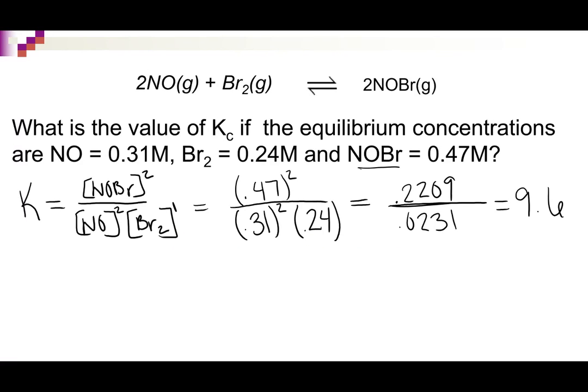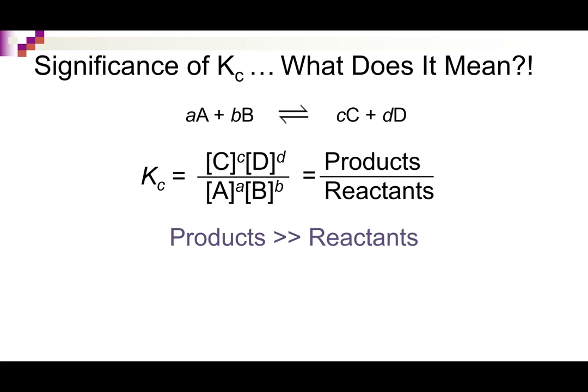All right, so now that we know how to calculate for K, let's take a look at what in the world this K value tells us. So what does 9.6 even mean? Remember, K tells us how far a reaction is proceeding. Is it reactants favored, not much of it reacted? Is it products favored, a lot of it reacted? So let's take a look at that.